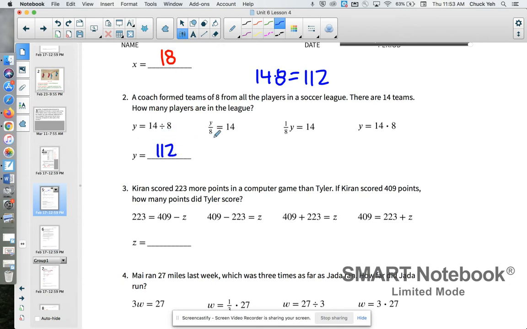Now, which of these equations would equal 112 if you put y there? I don't think this one would work. This one would. Because if you plug in 112 where y is, 112 over 8, if you divided it, you would get 14. So that would work. How about this one? This one will work too.